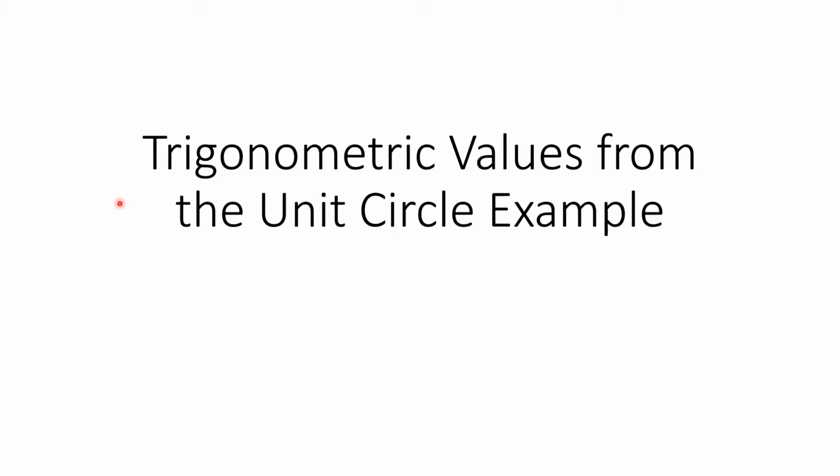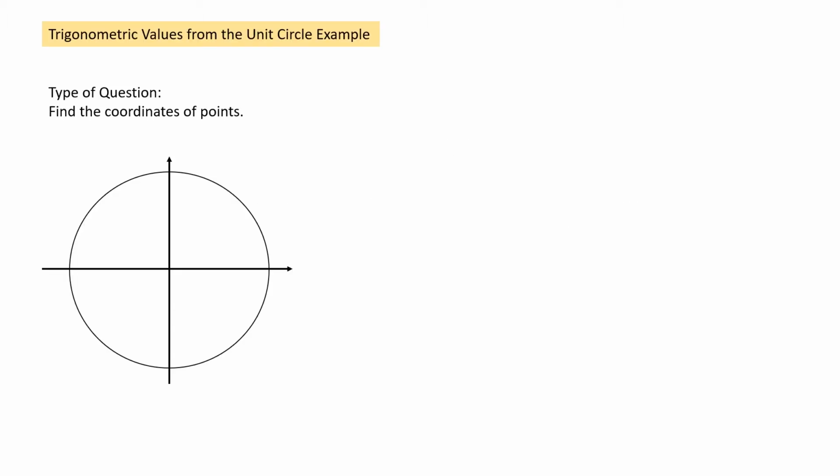Welcome back. In this video, we will do an example using the unit circle and trigonometric values. In this question, we need to find the coordinates of a point. They have given you an angle of 30 degrees, and this is a unit circle, which is, let's say, 1 centimeter. So the question is the coordinates of this point.